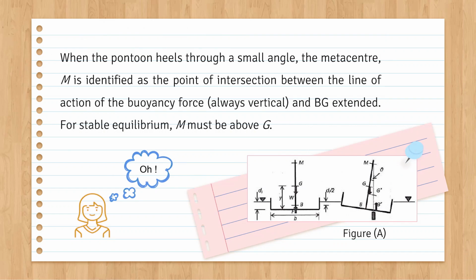When the pontoon heels through a small angle, the metacentre M is identified as the point of intersection between the line of action of the buoyancy force, which is always vertical, and BG extended. For stable equilibrium, M must be above G.